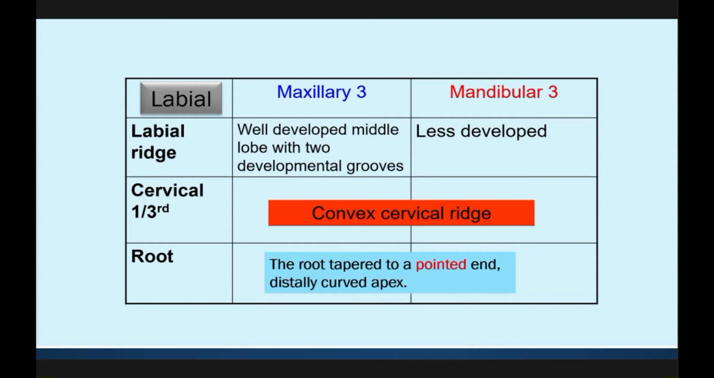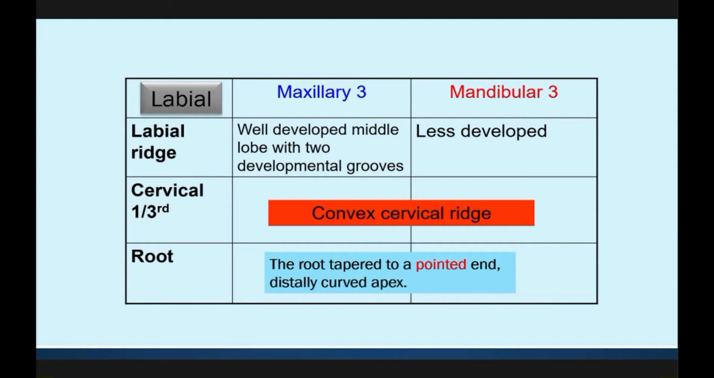And the joining between the middle lobe and the mesial lobe is a little bit depressed, and the joint line between the middle lobe and the distal lobe is also a little bit depressed. This is for maxillary canine. Mandibular canine, everything is similar but a little bit less prominent. So labial ridge is less prominent, cusp is a little bit less prominent, lingual ridge is a little bit less prominent, everything is a little bit less prominent. Even the developmental grooves are not that deep.